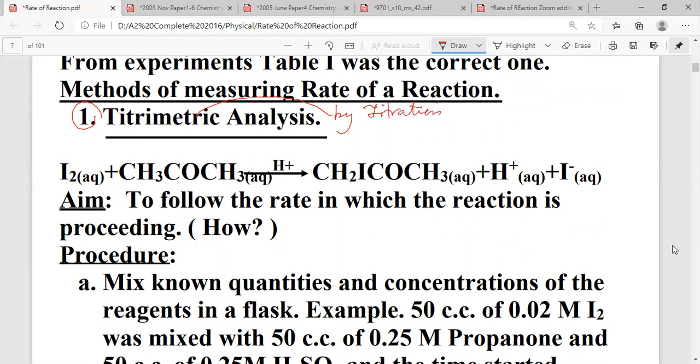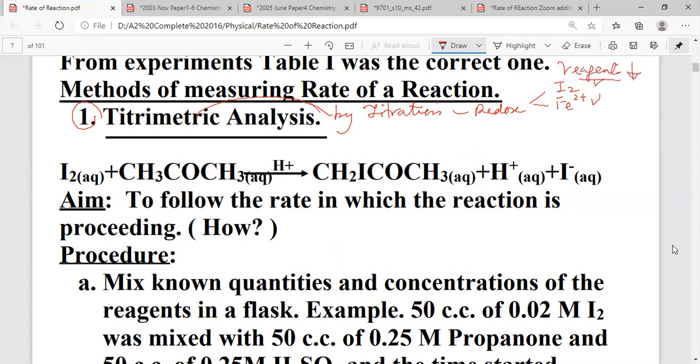Normally, you cannot use acid and base because it's too hard. Acid base, you can, but normally it's too hard. Normally, you titrate like your redox reactions. You titrate iodine. You can titrate iron 2 plus with KMnO4, something they can titrate, to find how the concentration decreases. Normally this will be the reagents, how they decrease.